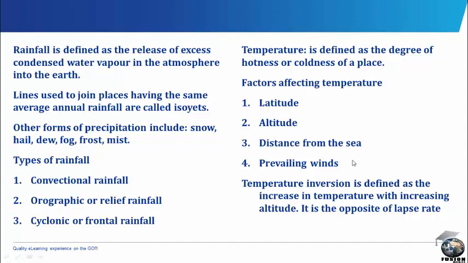Altitude refers to the height of any point above sea level. Its effect helps to explain the geographical slogan that the higher you go skywards, the cooler the temperature becomes. Temperature inversion is defined as the increase in temperature with increasing altitude. It is the opposite of lapse rate. It is not in all cases that temperature decreases with increasing altitude. Temperature could be lower at sea level, especially in valleys almost enclosed by mountains.